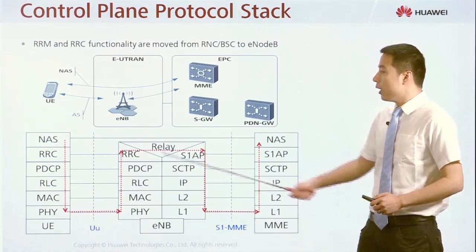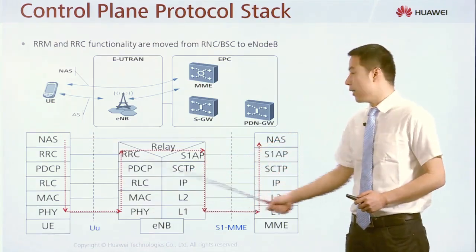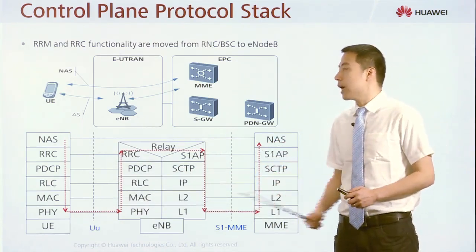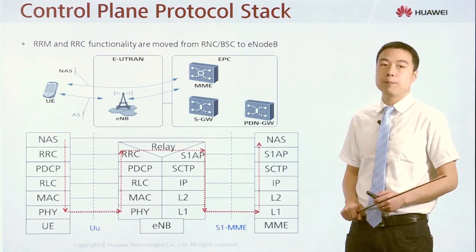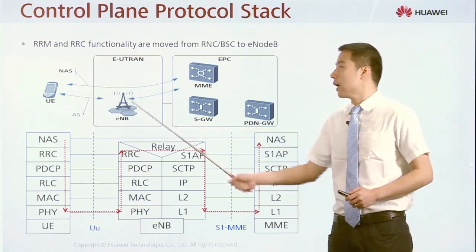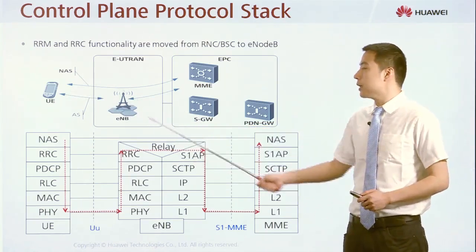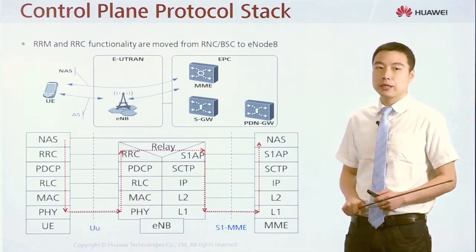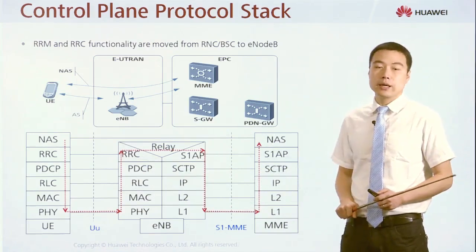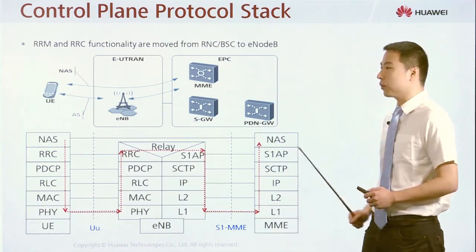So actually, the NAS signaling goes through the UU interface, then goes through the S1 interface. In the UU interface, the NAS signaling is encapsulated by the RRC signaling, because between the UE and the E node B, they have RRC signaling. And in the S1 interface, the NAS signaling is encapsulated by the S1 signaling. Finally, it reaches the core network. Okay.